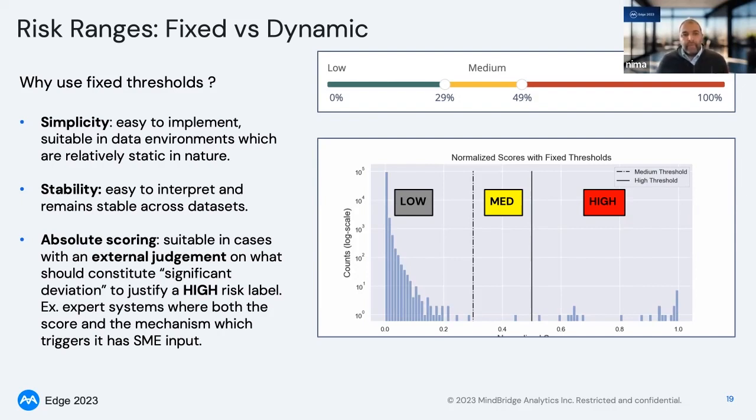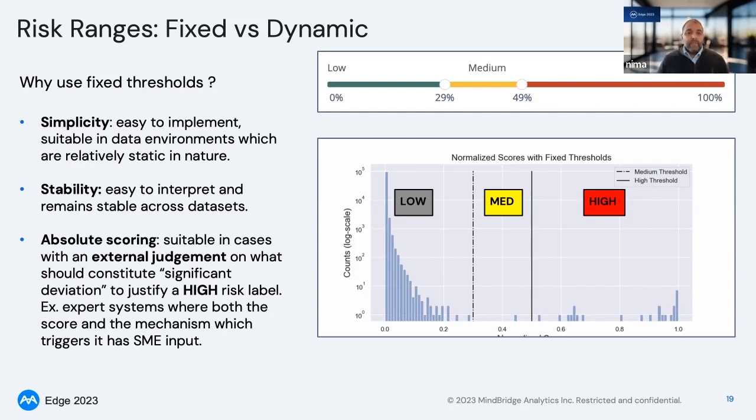Well, the first main reason is simplicity. They're easy to implement. The simplicity, however, does come with the assumption that the data environment in which they're used is relatively static. So they might be good for single use cases where the scoring and output distribution is well understood.